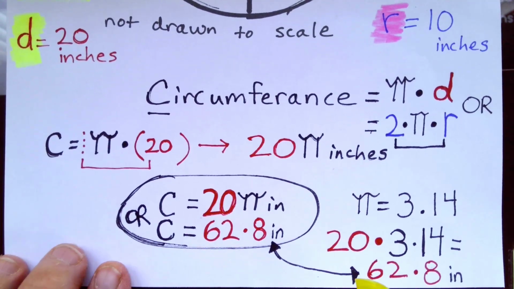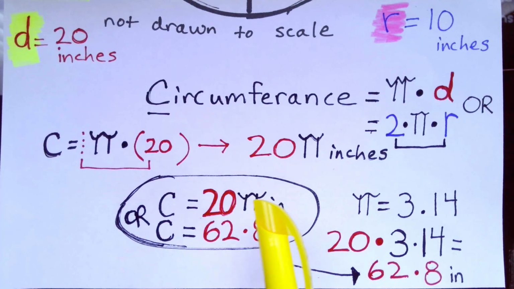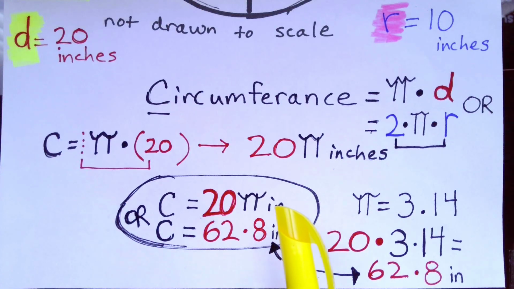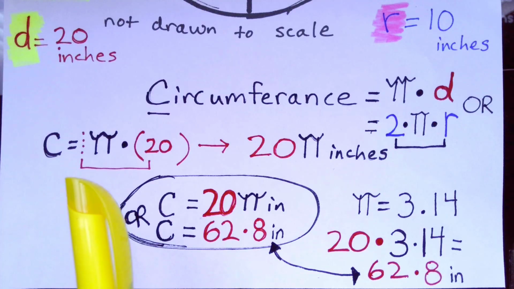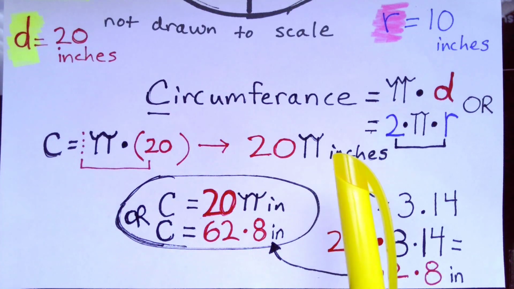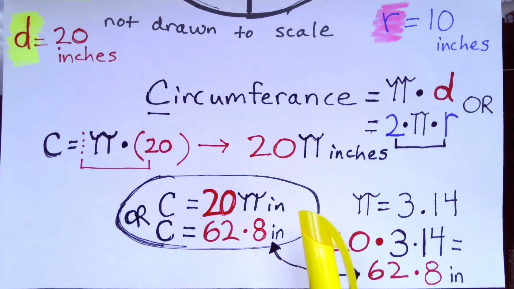However, I do want to point out one thing. Sometimes on these exams, they want you to simplify beyond just 20 pi inches, right? Which is what we got. That was the solution after we used the formula, pi times diameter. And so sometimes they want you to simplify even further. So I want to make sure I clarify and I show you that.